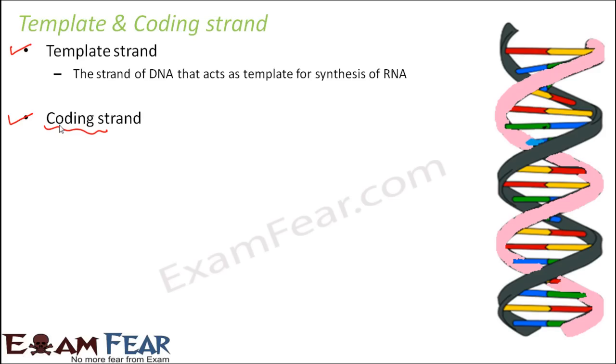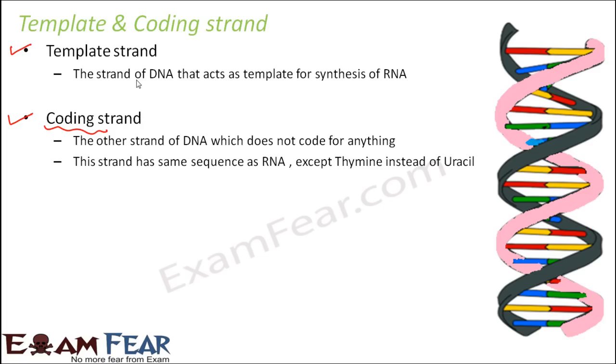So let us see what the template strand is. It is the strand of DNA that acts as a template for synthesis of RNA. So this strand directly decides what would be the strand of RNA that is getting synthesized. Whereas the coding strand is the other strand which doesn't code for anything but still is known as the coding strand.